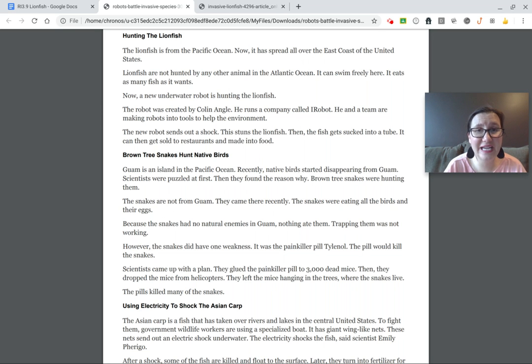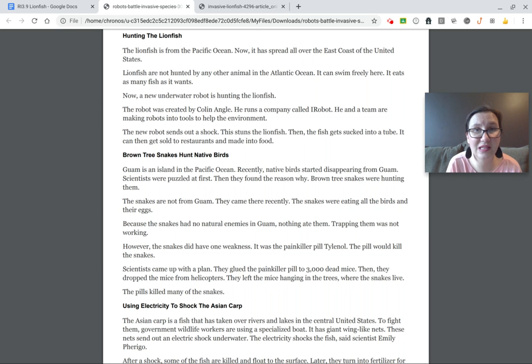The robot was created by Colin Angle. He runs a company called iRobot. He and his team are making robots into tools to help the environment. The new robot sends out a shock. This stuns the lionfish. Then the fish gets sucked into a tube. It can then get sold to restaurants and made into food.